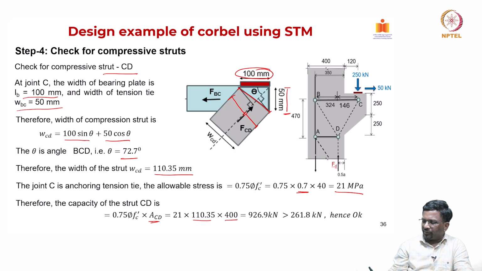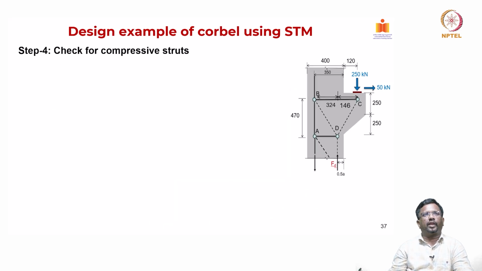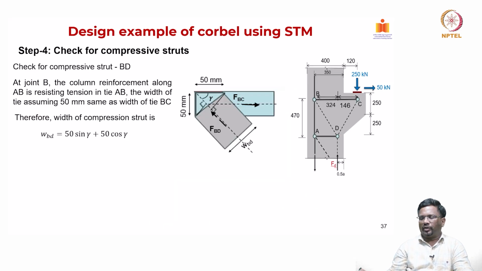So, if you substitute, you get 926.9 kilonewton, which is far greater than what the compressive strut has to carry. It is only 261.8 kilonewton we got from the force analysis. So, the capacity of this strut is higher than your demand, right. So, this is also okay. And now again we are checking the compressive strut B.